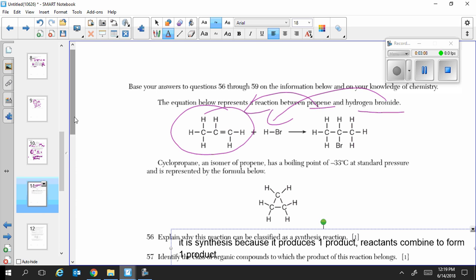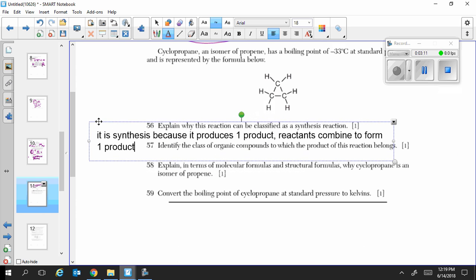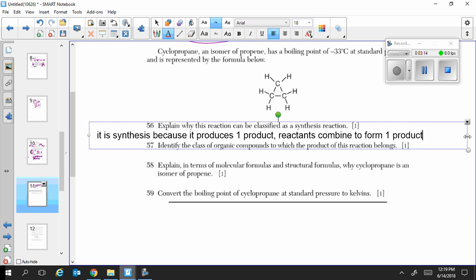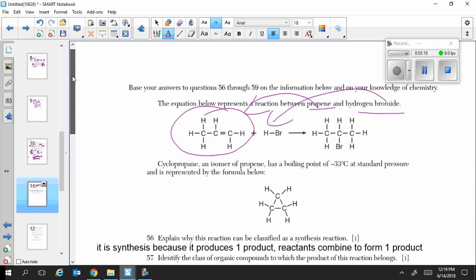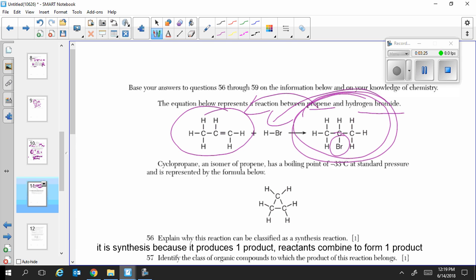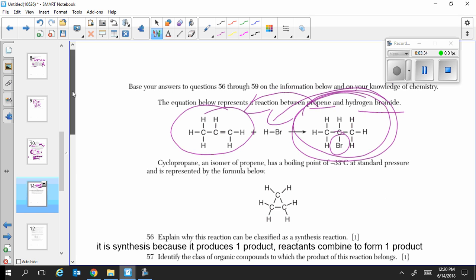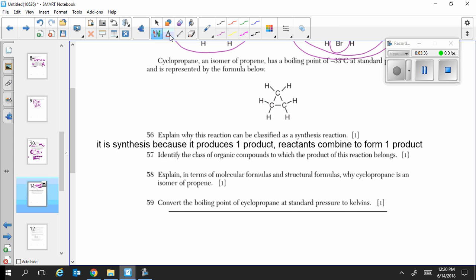All right, next one. I'm going to just slide this over so it fits in this space. Identify the class of organic compounds to which the product of the reaction belongs. So my product is right here. I'm going to circle what's unique, and I'm going to go to Table R. Table R shows me all of my classes of organic molecules, and I see that because it has a Br on it, it is a halide. So I write just that single word, halide. There's my answer.